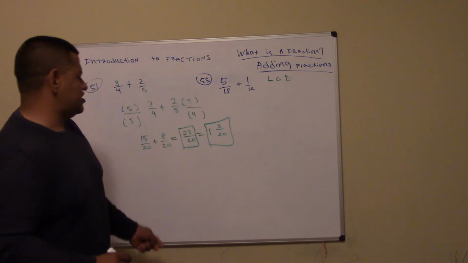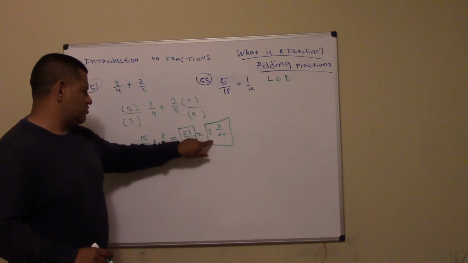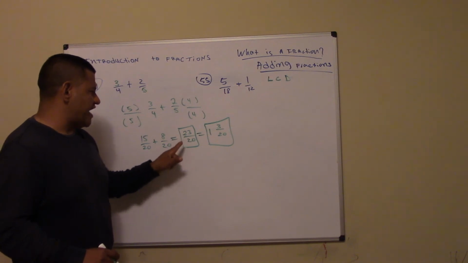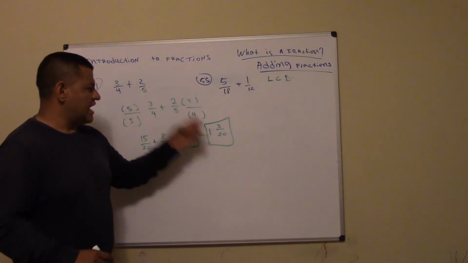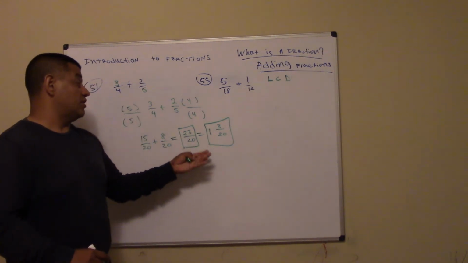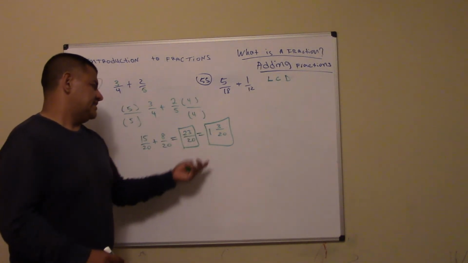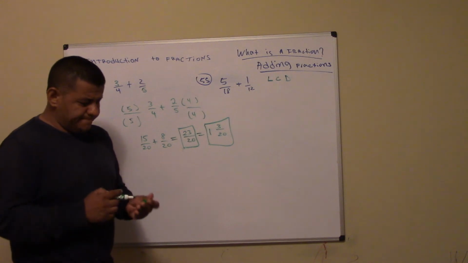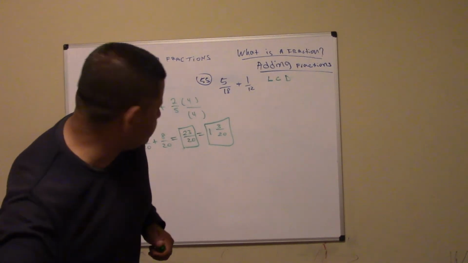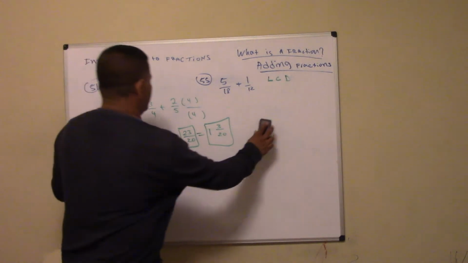And sometimes teachers don't like to say this one because this is called an improper fraction. And this is called a fraction already in the lowest term, which is called a proper fraction. In this case, it's a mixed number. But anyway, let's do the other problem. Let's do the next problem.